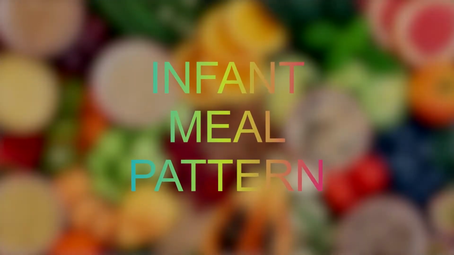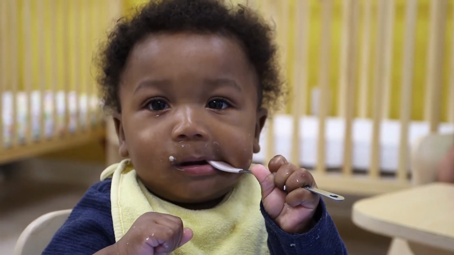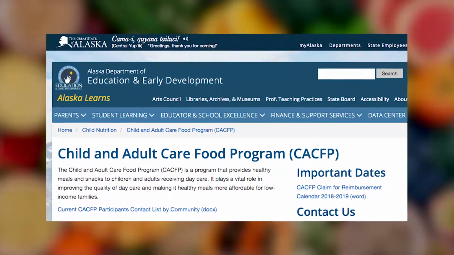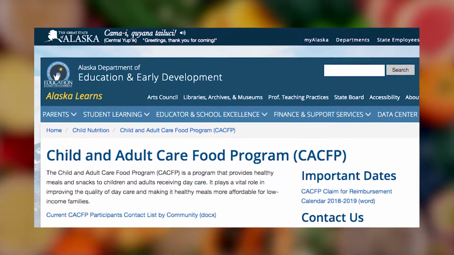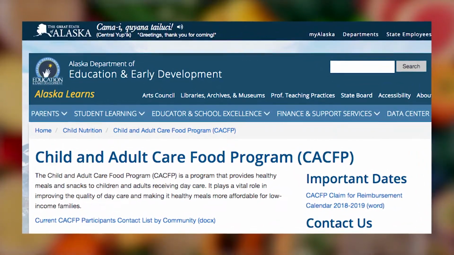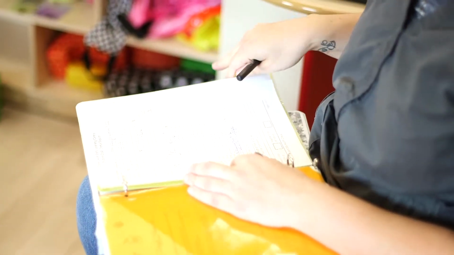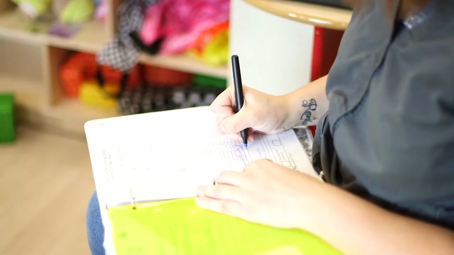Infant meal pattern. All infants are fed on demand while working towards the goal of a standard eating schedule. Capture meal count documentation on the CACFP infant feeding form. Note, this cannot be completed on the Child Plus application. This must be completed with a paper copy.